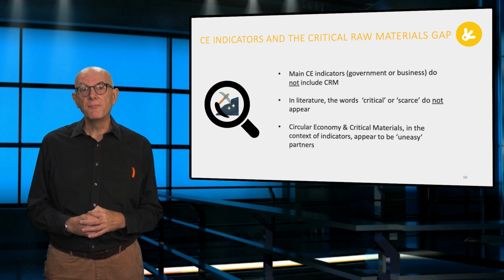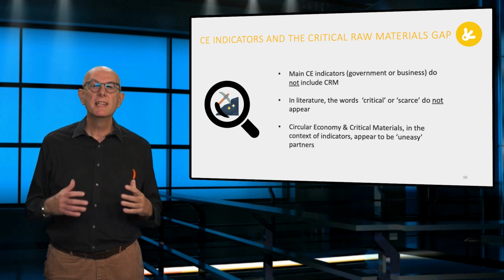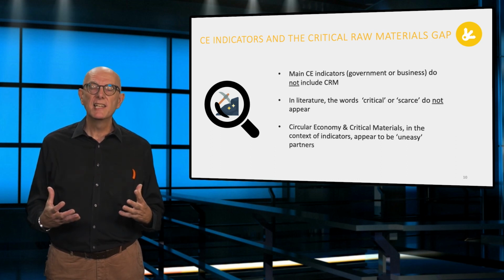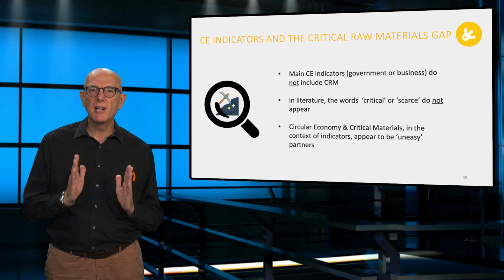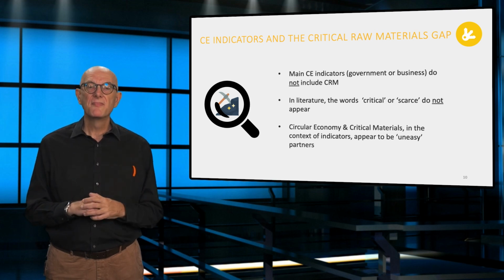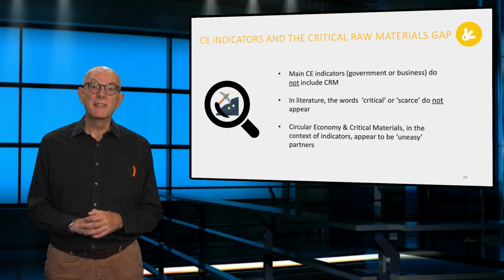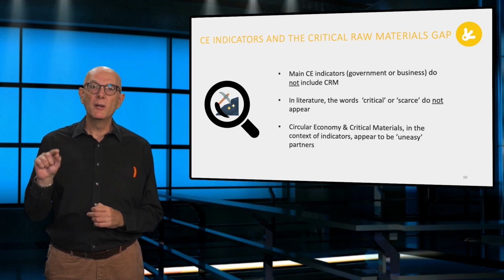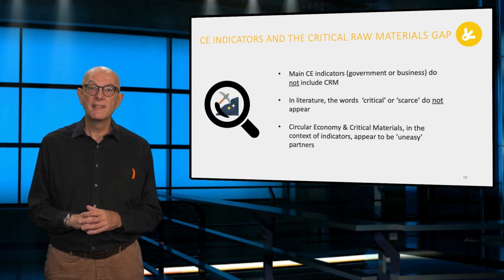In conclusion, it appears that the circular economy and critical materials, in the context of indicators, appear to be uneasy partners. Given the earlier statement that indicators determine where effort is focused and where money gets spent, we have more work to do on circular indicators and critical materials.